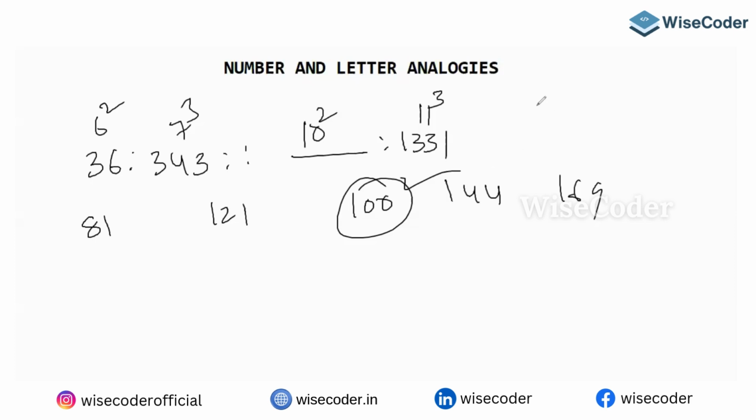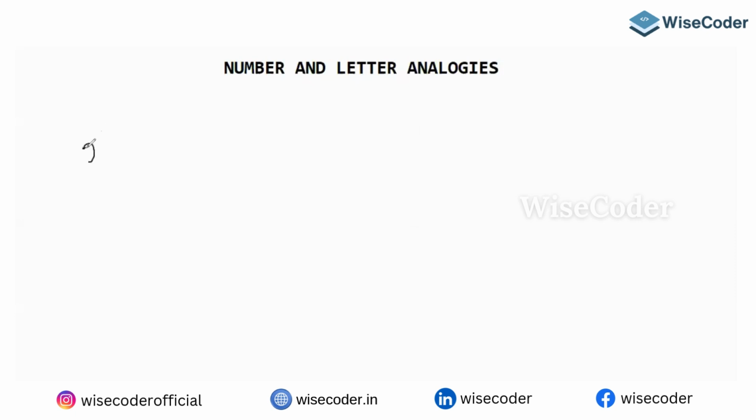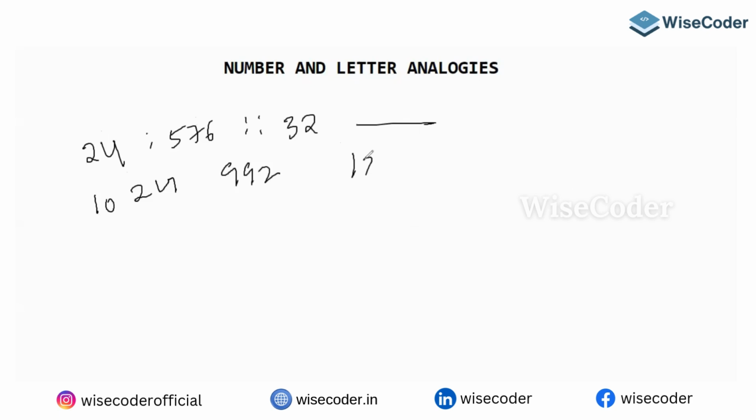Next question. 24, 576, 32, dash. Your options are 1024, 992, 1228, 865, 1728.